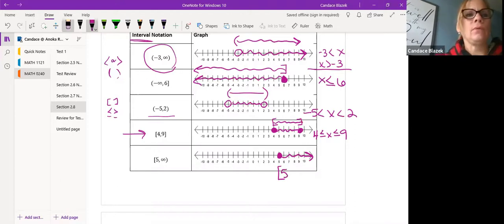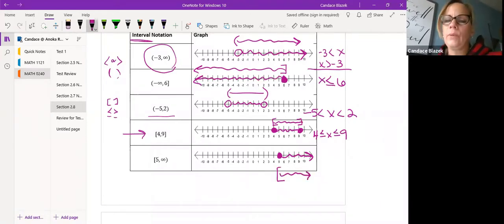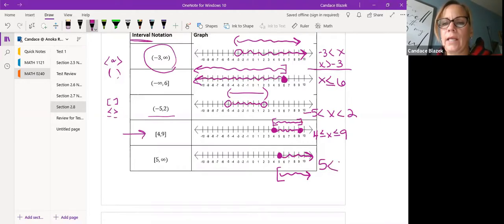We can also write this as a square bracket from 5. I'm sorry, we're just drawing the number line here. We can put a square bracket at 5 and also draw an arrow. And how we would write this as an inequality is I'm going to put a 5 here. 5 is less than x, which means x gets bigger and bigger and bigger. Or we can write this as x is greater than 5.